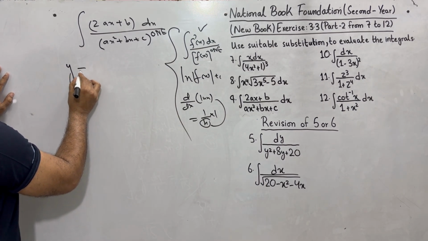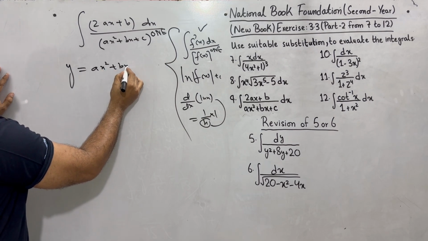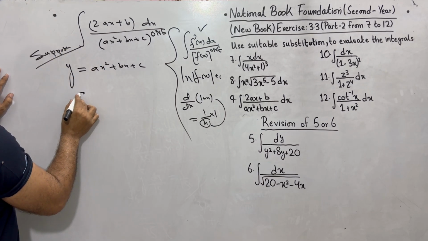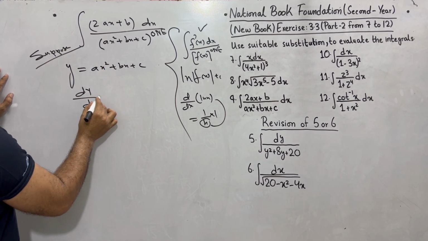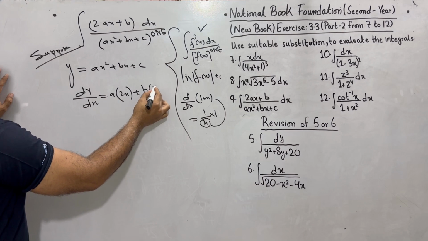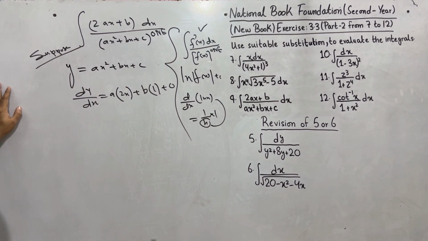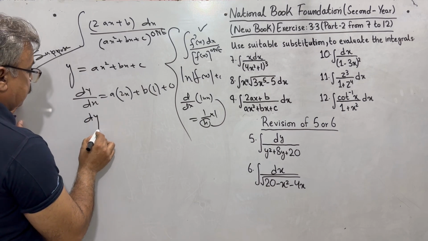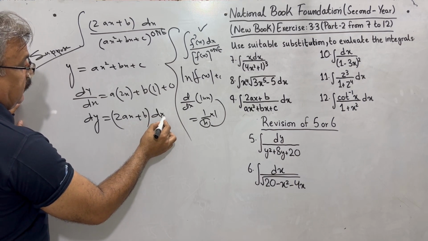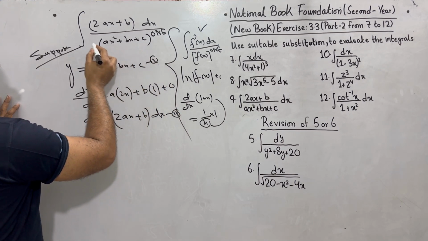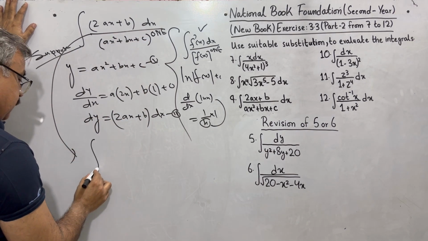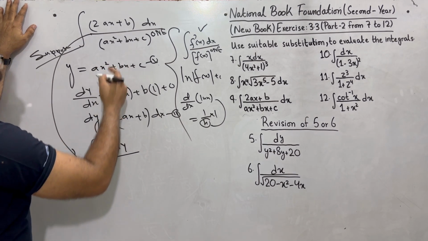Suppose y is equal to ax square plus bx plus c. Differentiating with respect to x, dy over dx: ax square gives 2ax plus b, differentiation of bx is b, differentiation of a constant is 0. Shift differential dx here. Differential of y is equal to 2ax plus b times dx. That's number 2. That's number 1. Substitute both values here. 2ax plus b dx can be substituted by dy, and the denominator by y.